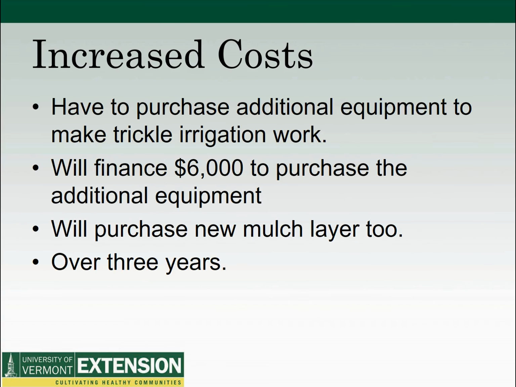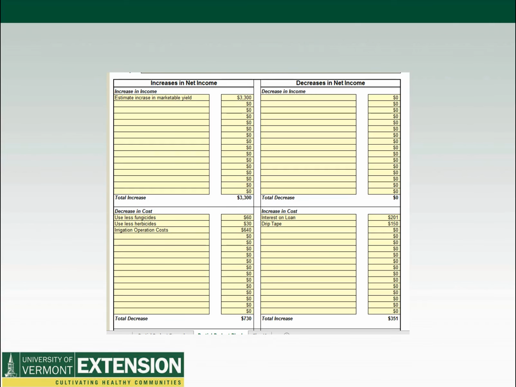There are going to be some increased costs potentially. We'll have to purchase some additional equipment that will make trickle irrigation work. They're planning to finance $6,000 to purchase this additional equipment, and we'll finance it over a 3-year period. So here is an overview of the partial budget, and let's dig into each quadrant on a one-by-one basis. However, at this point, I would just say that we did not anticipate any decreases in income, so we'll leave that quadrant out in this example.